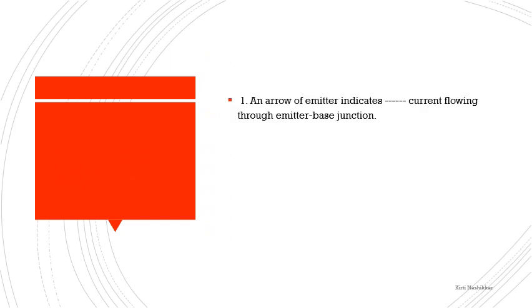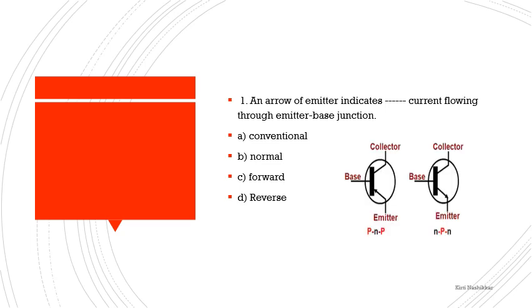So the very first question is, an arrow of emitter indicates dash current flowing through the emitter base junction. Options are conventional, normal, forward and reverse. This is the symbol of BJT for PNP and NPN, and we know that for a PNP transistor the arrow of the emitter is in the inward direction, whereas in case of NPN this arrow is in the outward direction. And this arrow is indicating the direction of conventional current. So option A is the correct one.